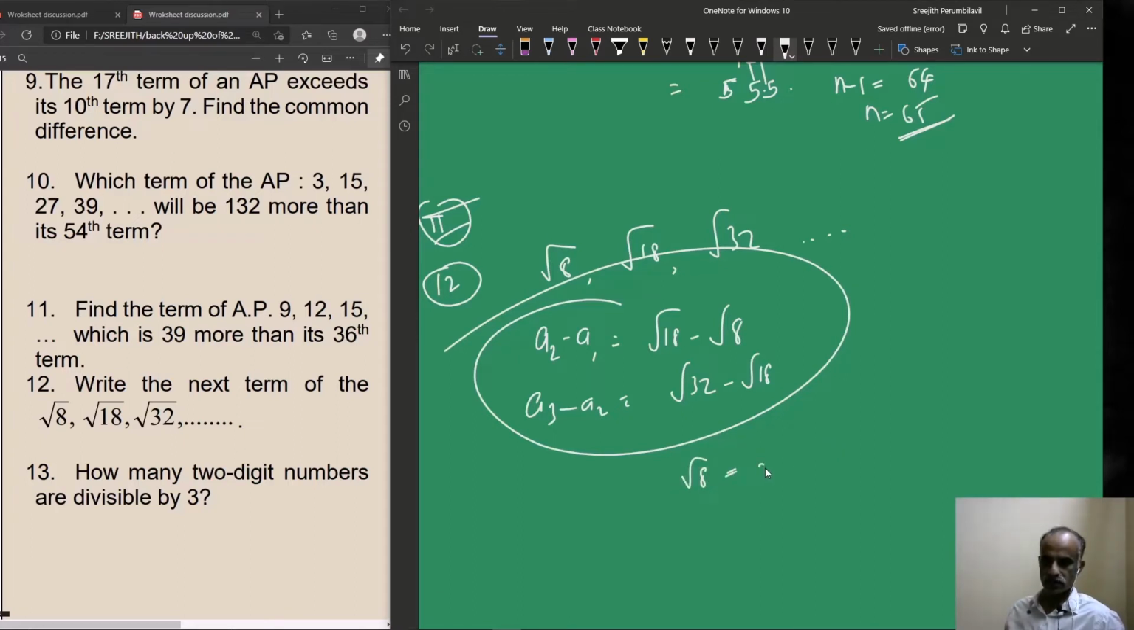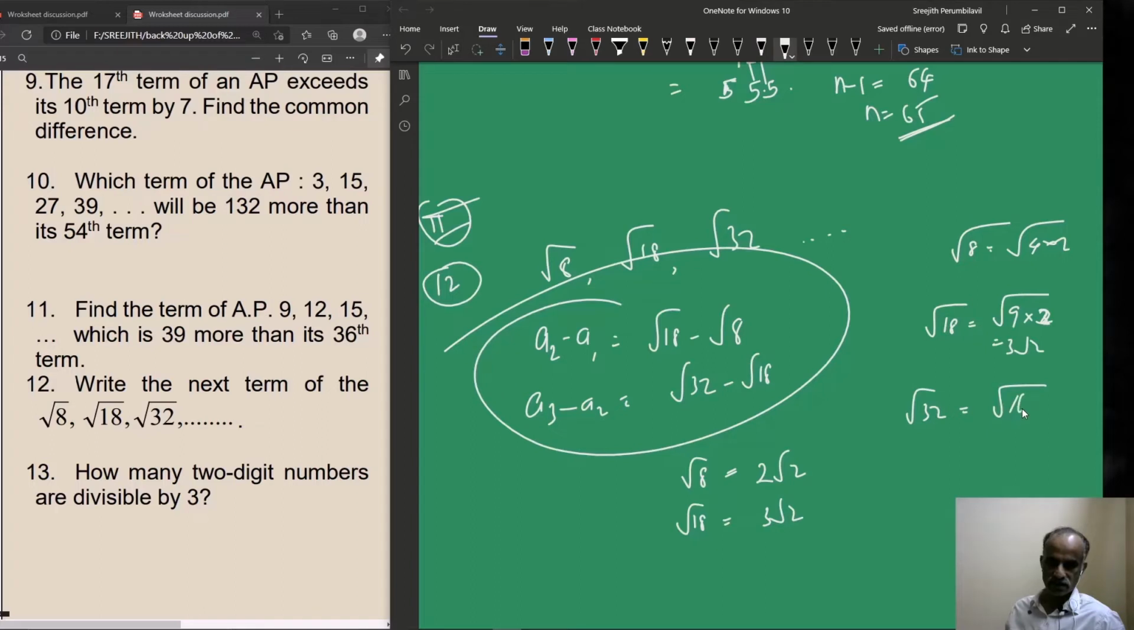Root 8 is equal to 2 root 2. Am I right? 2 root 2, because root 8 is equal to root of 4 into 2. Similarly, root 18 is equal to what? 9 into 2. So that means 3 root 2. So root 18 is 3 root 2, and root 32 is equal to root of 16 times 2, that is equal to 4 times root 2.